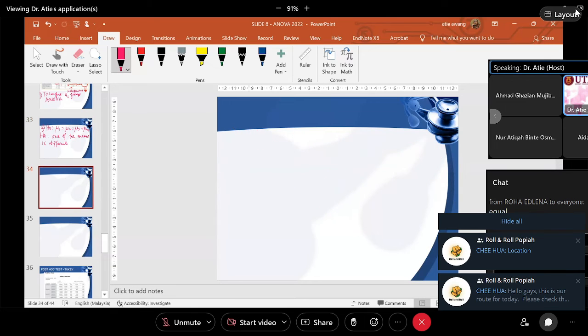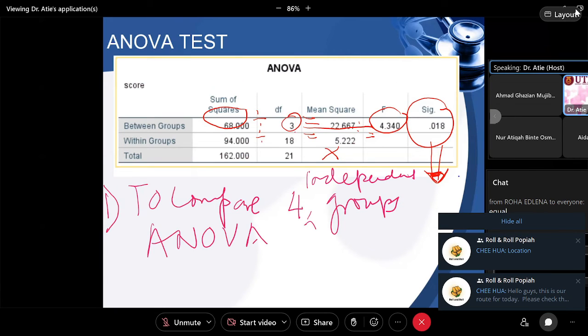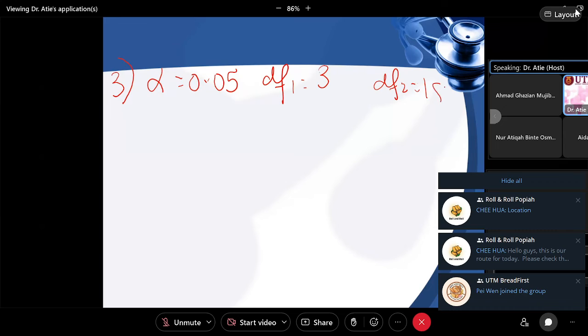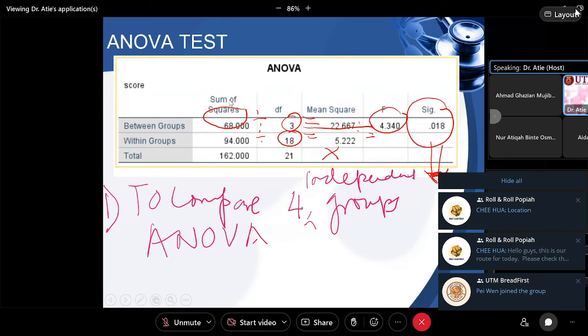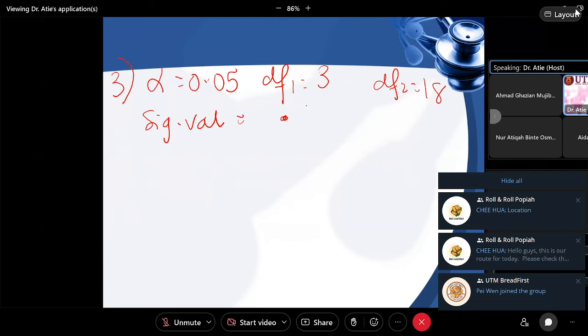Okay. And then step number 3. Our alpha is 0.05 based on the questions. So df1 just now we already got, df2 is equal to 1. So remember we got here the df is 3 and 18, right? So you just write the df 3 and 18. So our sigma, okay, sigma is equal to, just get this number right here, 0.018, right? So that's our sigma.